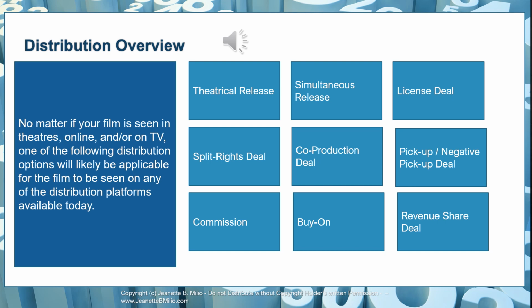And then there is the split rights deal, which basically allows us to split rights, which is mainly done between the US and international. And then there is a co-production deal, which would be similar to a split rights deal, where we are splitting the US and the international marketplace.